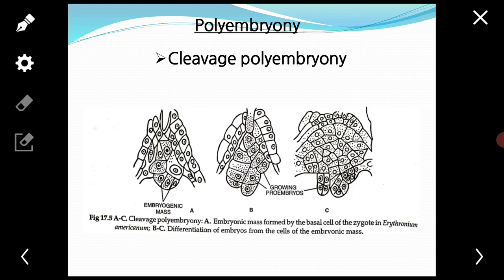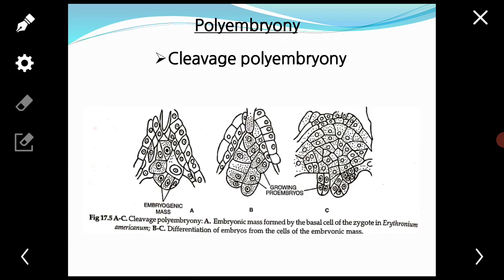In a seed with many embryos, usually one embryo matures, and the rest of the embryos degenerate during the course of development. The reasons can be anything, such as scarcity of the nutrients, etcetera. According to Ernst and Skinner, polyembryony may be true or false, depending upon whether the embryos arise in the same embryo sac or in different embryo sacs in the same ovule.